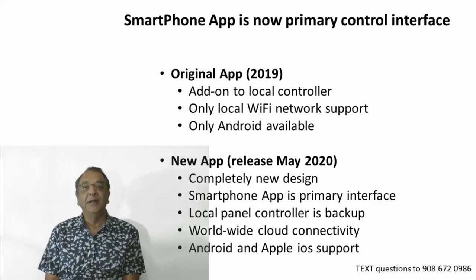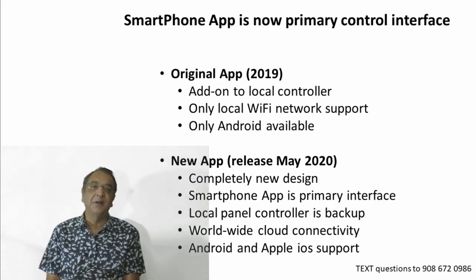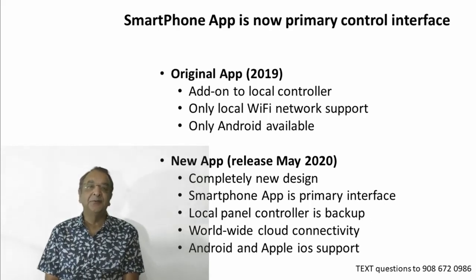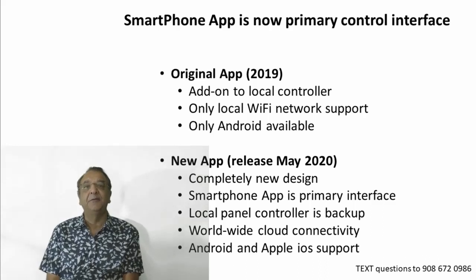Also, we only had an Android version, because Apple, as you know, is a very difficult company to deal with sometimes. So we decided at the end of last year to completely re-engineer the system. So ACT is a completely new design, and the smartphone app is the primary interface. We want you to interact with the fermenters through the smartphone app. The local panel controller is just a backup. But for those of you who were used to the old controller, it looks exactly the same. All the functionality, graphics, and so on, exactly the same, although the innards are completely different.